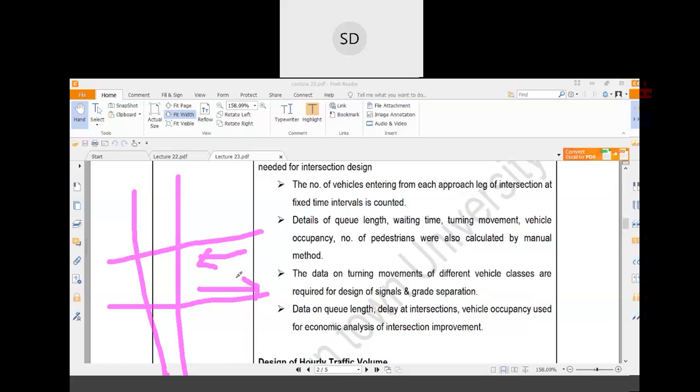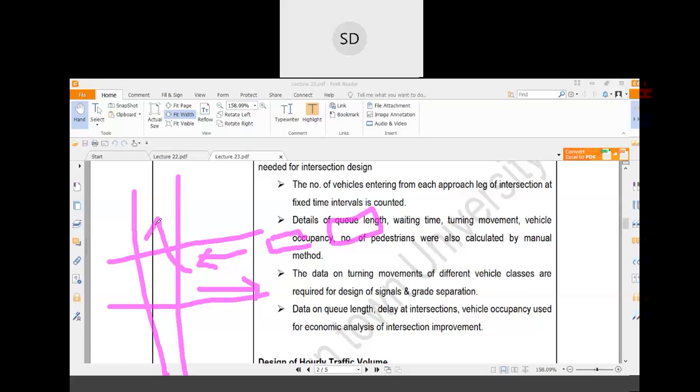Details of queue length, waiting time, turning movement, vehicle occupancy, and number of pedestrians are also calculated by the manual method. Queue length means the total length of the vehicles standing one after another if there is a signalized intersection. What is the total queue length? What is the total delay? Delay means how much time is required to cross that intersection. Also the total number of passengers in a particular vehicle, and the number of pedestrians over the intersection. All that data could be collected by the manual count method.